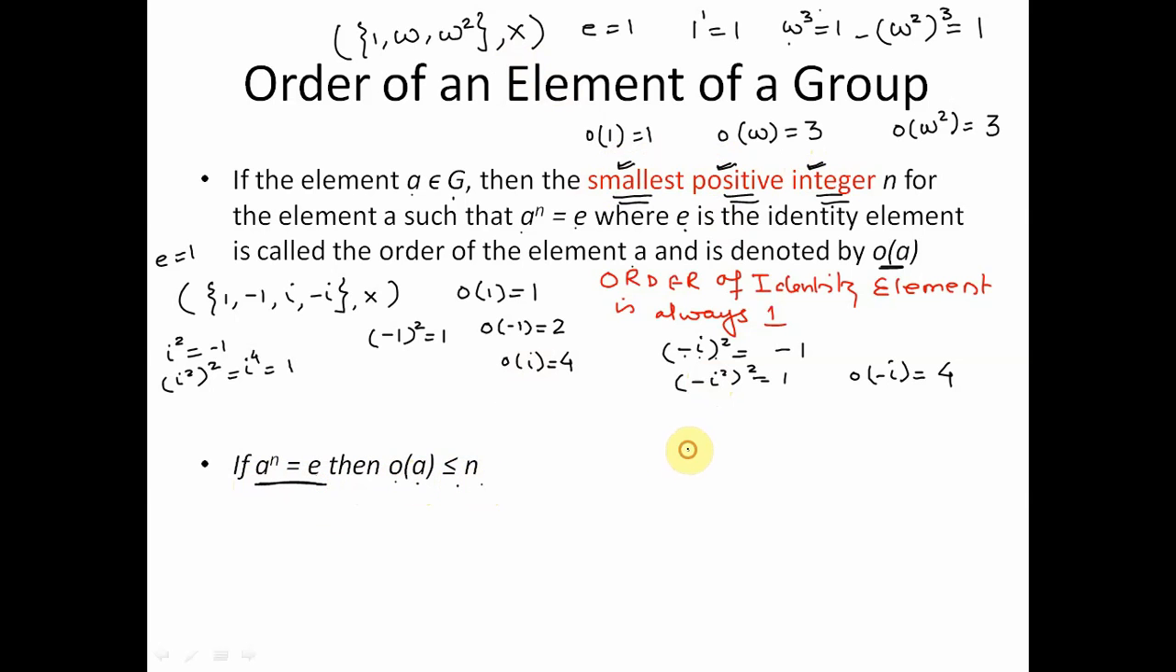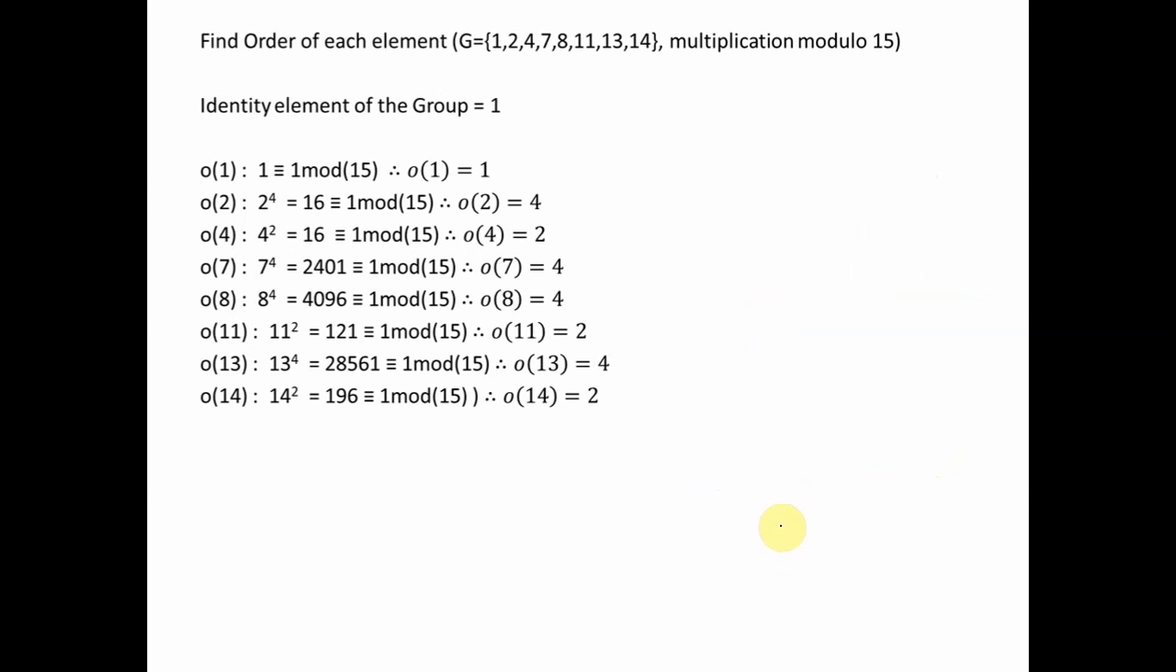I know that 1 to the power, let us say 5, is equal to 1. So the order of 1 is not equal to 5. It is less than or equal to 5. Right? Let's see certain examples.